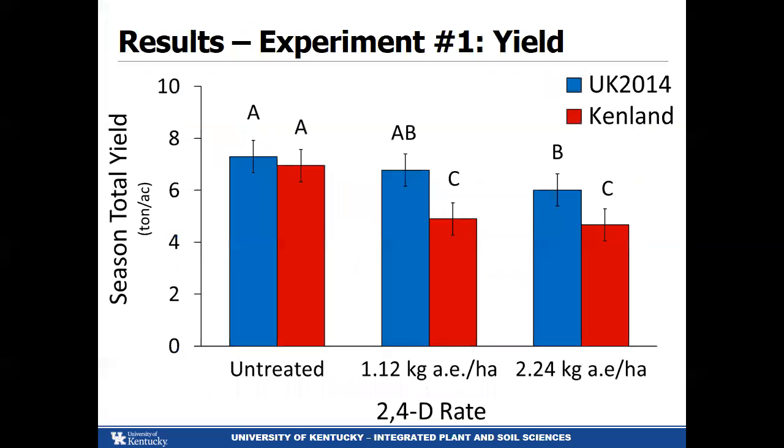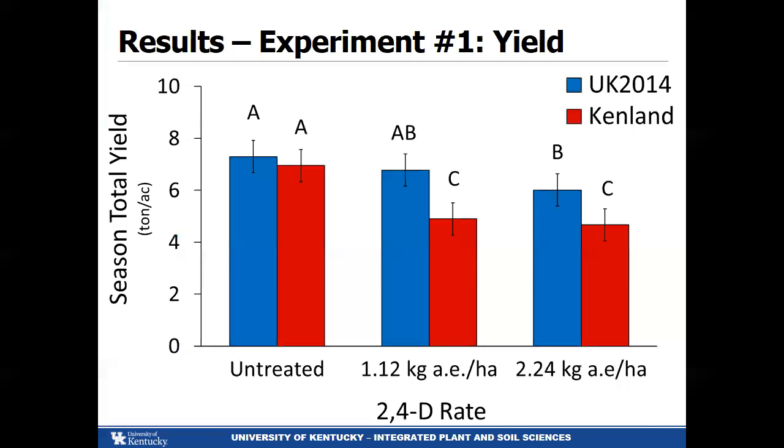Okay, some results here. What is very interesting at first is that this novel line yields as much as Kenland. So here your UK is in blue, Kenland in red. In an untreated situation, they yield basically the same. At the low 2,4-D rate, 1.12, we had a significant reduction of Kenland's yield by the 2,4-D treatment, but not for UK.